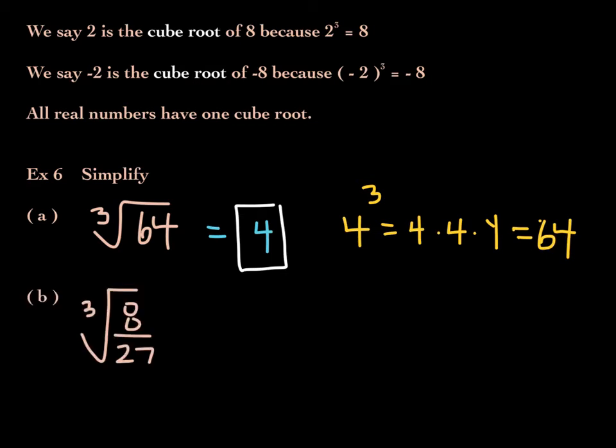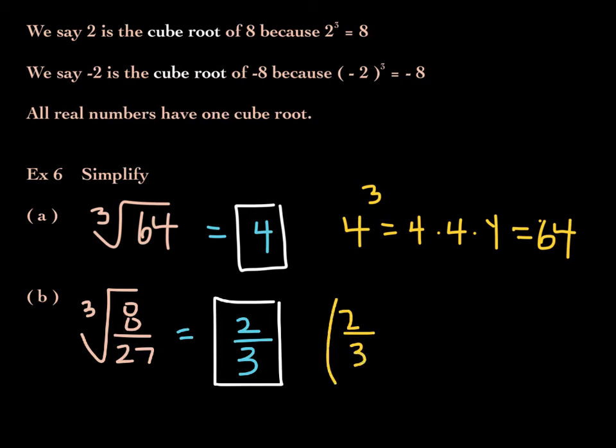This is asking you for the fraction or the real number such that when you cube it, you get 8/27ths. And so this one's going to be 2/3. The reason why 2/3 is the cube root of 8/27ths is because if you take 2/3 and you cube it, you will get 2 cubed over 3 cubed, which is 8/27. All right?